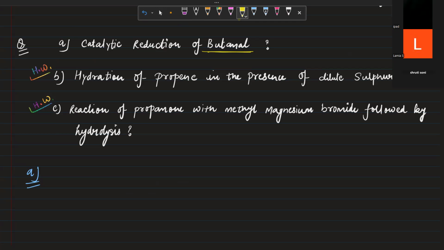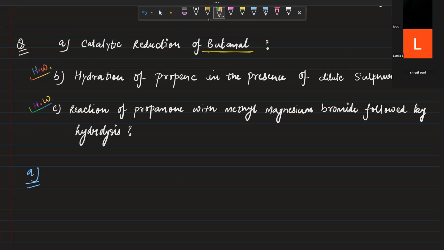Oh, I don't know why I was drawing a ring structure. Okay, that's totally wrong. Butanol. Okay, catalytic reduction of butanol. I think the carbonyl. Where would the carbonyl be? I don't know. No, I'm asking you.